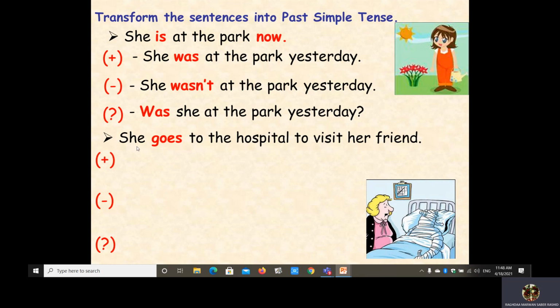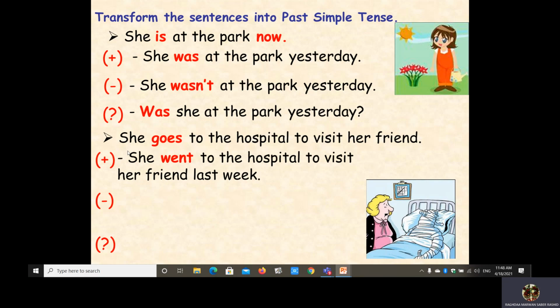Another example, I want to transform this sentence also into past simple tense. She goes to the hospital to visit her friend. First, make it an affirmative sentence in the past. She went, so goes, the past of it, went. She went to the hospital to visit her friend last week.